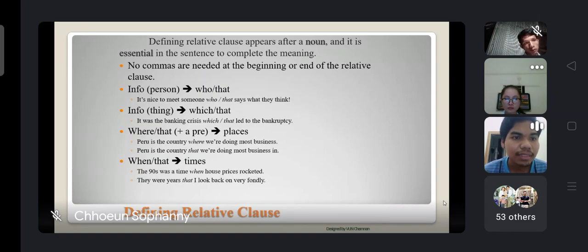The 90s was a time when house prices rocketed. So when house prices rocketed modifies time. There were years that I look back on very fondly. That I look back on very fondly is the clause that modifies here. Next slide, please.